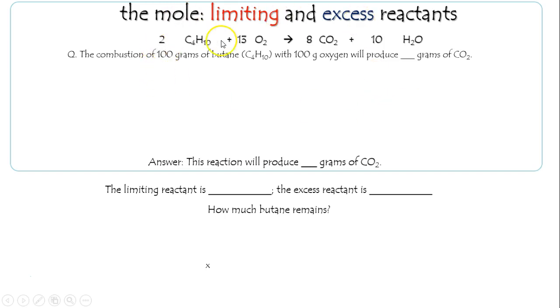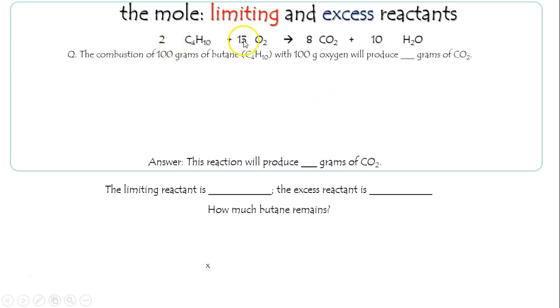Once again, we're dealing with the burning of butane, just to stay on the same page. The question says, we're burning 100 grams of butane, but this time we only have a specific amount, and it's the same amount, 100 grams of oxygen. How many grams of carbon dioxide will it produce? There's two ways to do this, the systematic way and the fast way.